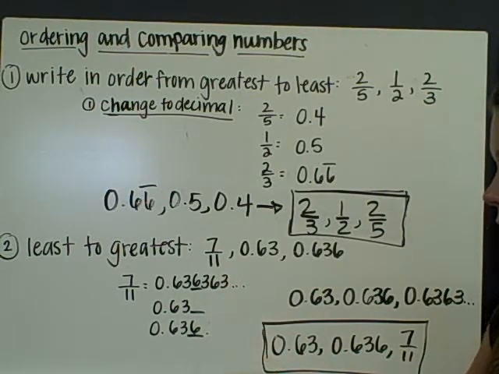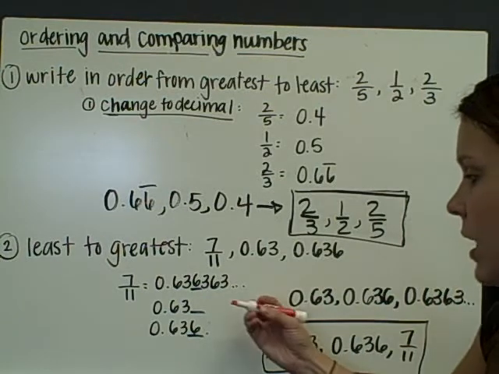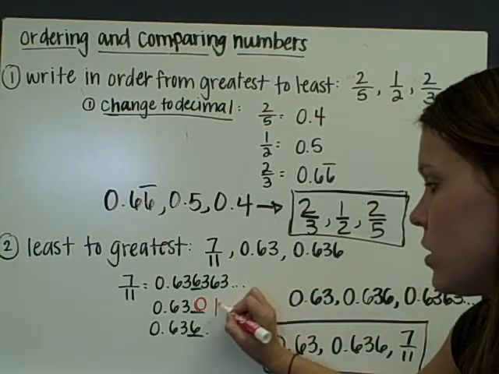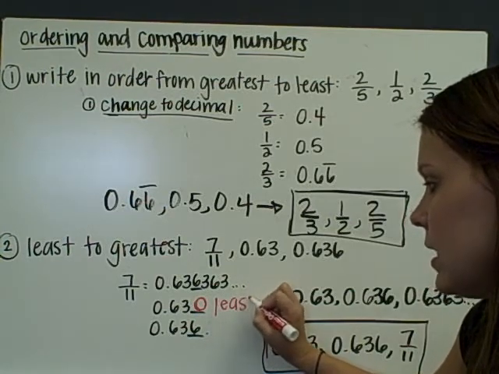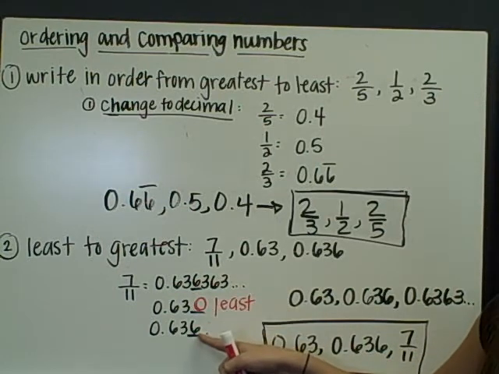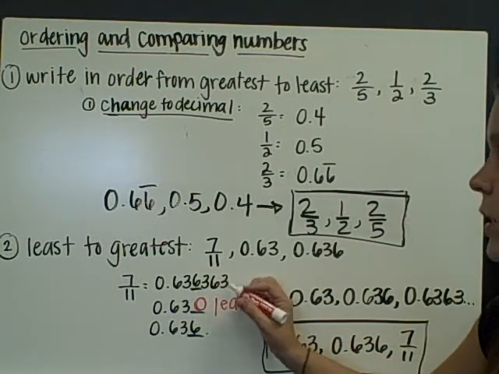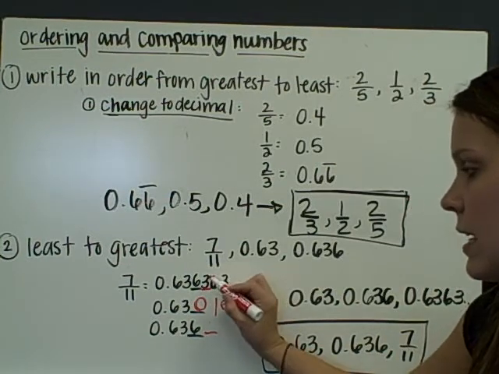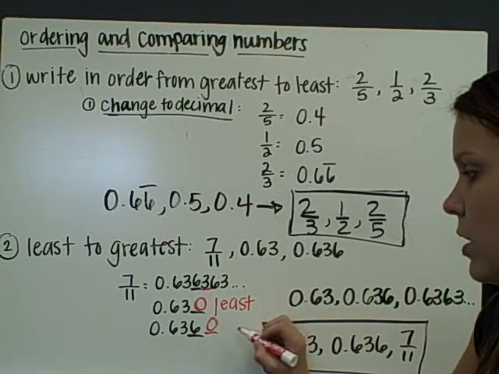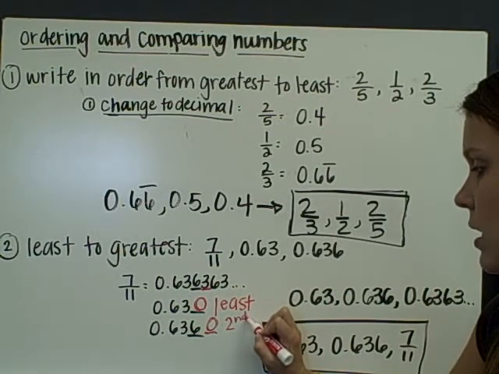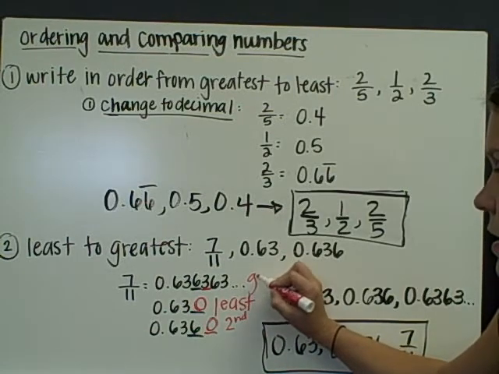When we get to the thousandths place, we notice there's nothing here because that decimal has terminated, so we could also say this is a 0. So this is going to represent our least or our smallest number. The other two values are the same, so we need to now go to the 10,000ths place, where we can see this has a 3 and this one has a 0. So therefore 3 is larger than 0, so this is the second, the one in the middle, and then this is the greatest.